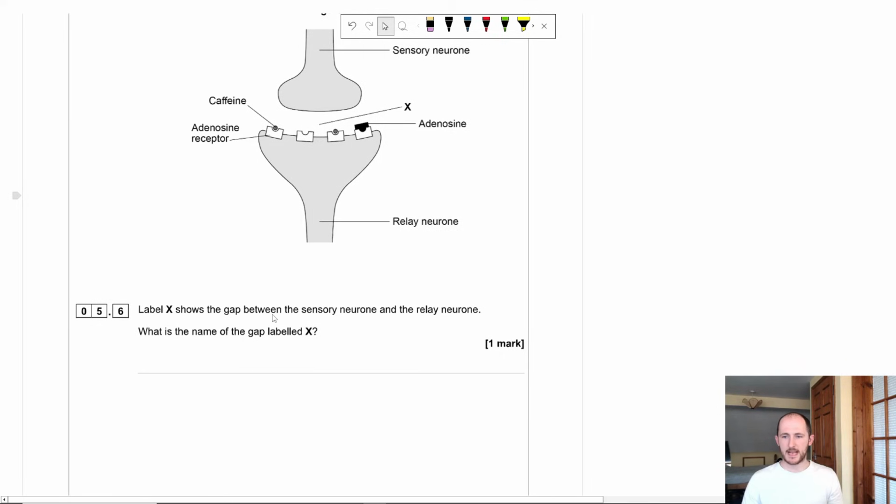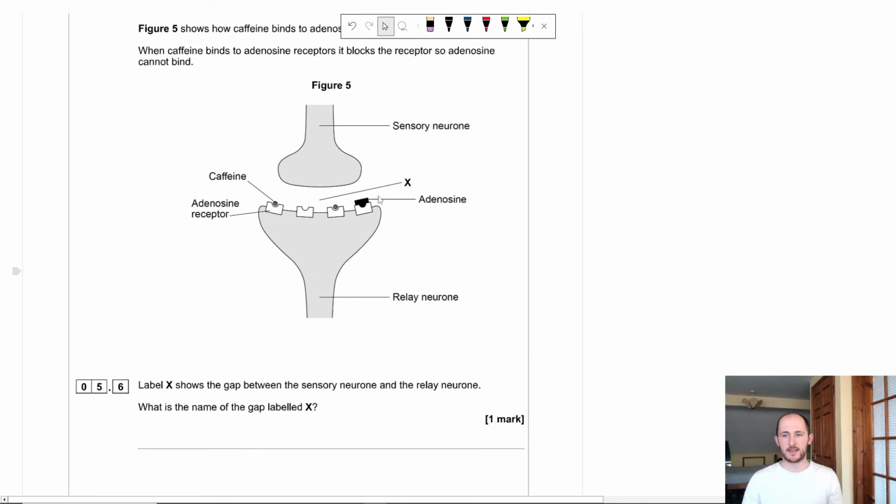Label X shows the gap between the sensory neuron and the relay neuron. What is the name of this? So this kind of intermediate area here is something called a synapse. You can also call it the synaptic cleft. Oh god, I can't spell it. Synaptic cleft if you're feeling particularly fancy, but the synapse is completely fine for that case.